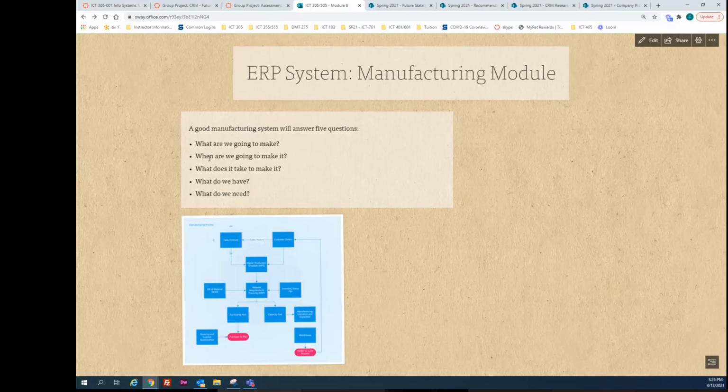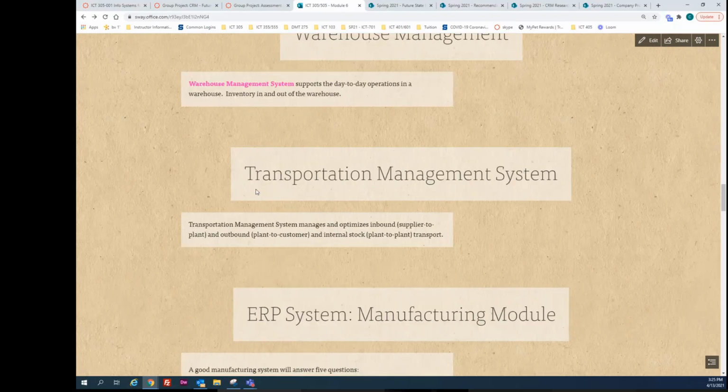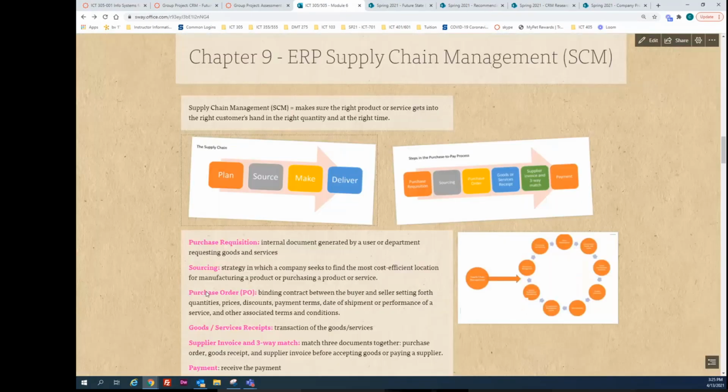What does it take to make it? So we know the products that it takes to make it, but we also have to have the right ingredients and make sure our systems are set up: the equipment, the tools, all of that. What do we have and what do we need? So really looking at all of those pieces together. Do we have enough supplies for all of that? So it kind of comes back to the plan, source, make, deliver from the manufacturing side.